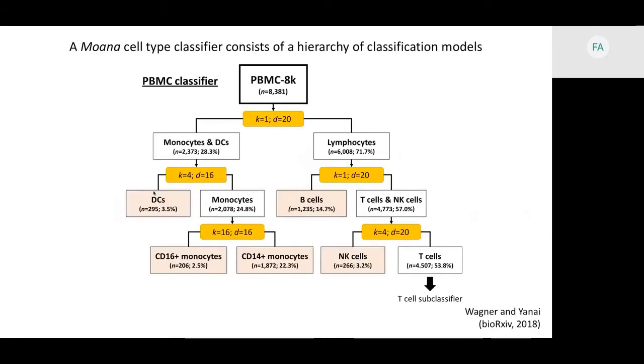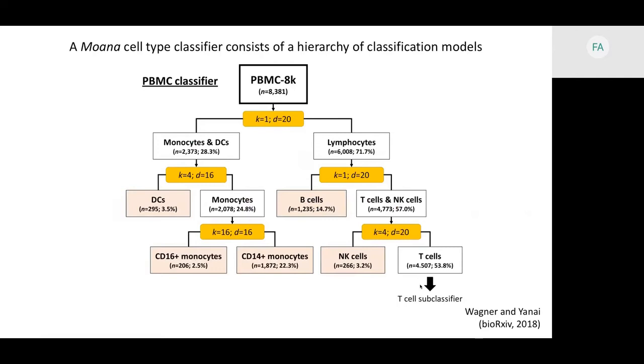So we did this, and we built this classifier that distinguishes between 9 immune cell types, 5 cell types listed here, and then 4 different types of T cell subtypes. And in our preprint, we show that this works pretty accurately if you're testing the performance on a normal PBMC data set.